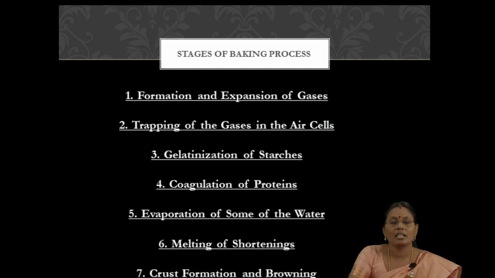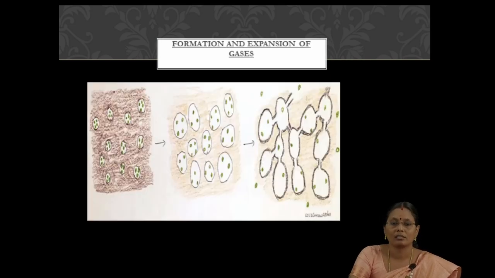And then next we see about the stages of baking process. First one is the formation and expansion of gas, trapping of the gas in the air cell, gelatinization of starch, and then coagulation of protein, evaporation of water, and then melting of shortenings, crust formation, and then browning.